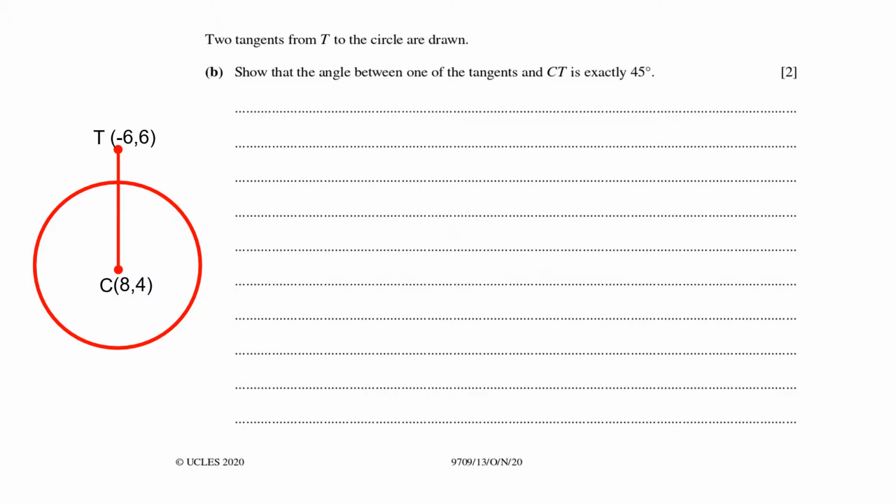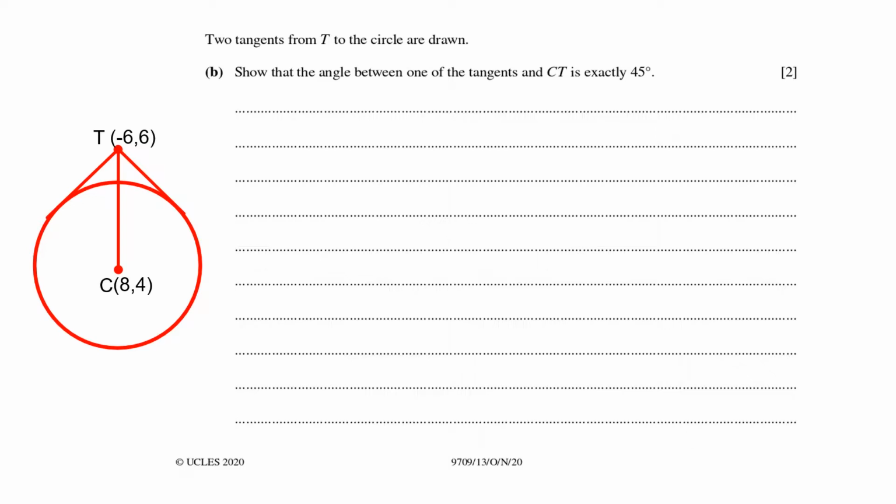The two tangents from T to the circle are drawn. Okay, so we have these two tangents on the circle here. So on B, show that the angle between one of the tangents and CT is exactly 45 degrees.